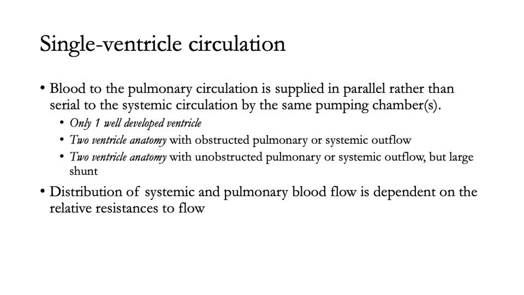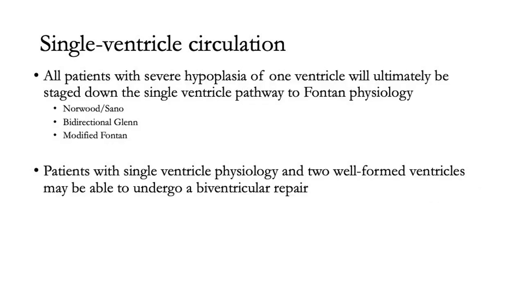Finally, there can exist two-ventricle anatomy with unobstructed pulmonary or systemic outflow, but large, non-restrictive intra- or extracardiac shunt lesions. All patients with severe hyperplasia of one ventricle will ultimately be staged down the single ventricle pathway to Fontan physiology. This involves an initial palliative procedure usually performed within the first week, such as the Norwood procedure in hyperplastic left heart syndrome, followed by a bidirectional Glenn shunt, and finally a Fontan procedure that creates a total cavo-pulmonary connection.